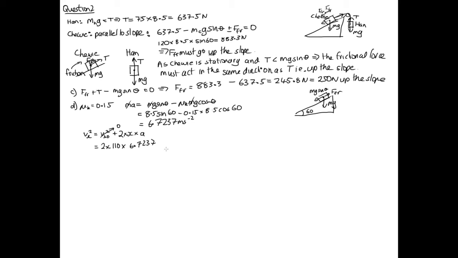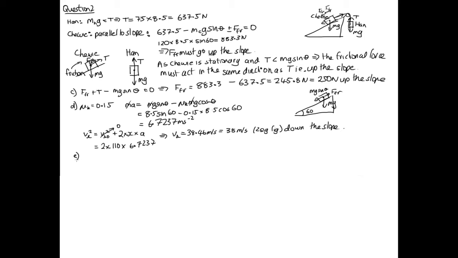And so solving this one, we end up with Vx equal to 38.46 meters per second, which is equal to 38 meters per second to 2 sig figs down the slope.